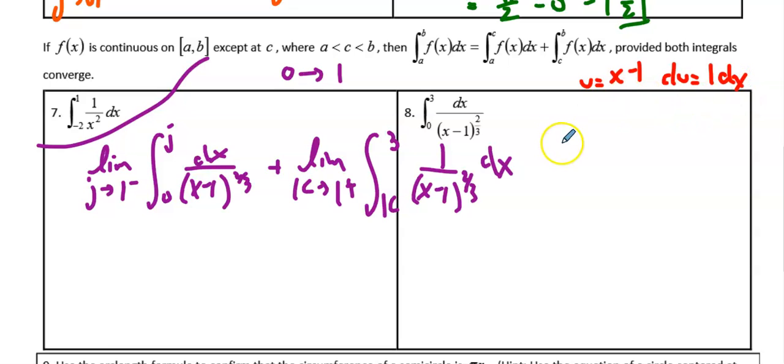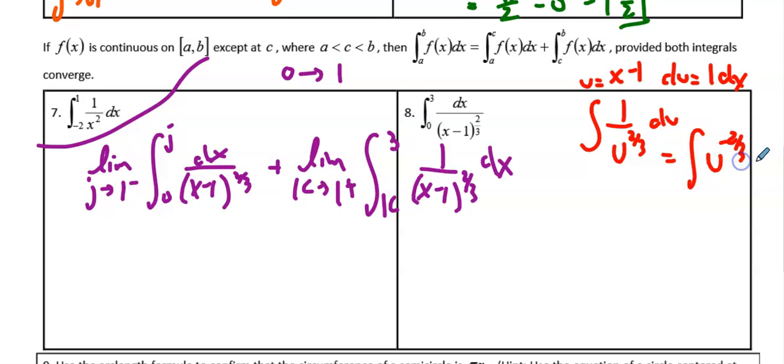And so we can just integrate 1 over u to the 2/3 power du. So I'm just integrating these two things over here as a side note. This is going to be the integration of u to the negative 2/3 power du. And when we integrate this, we're going to add 1 to the exponent. So we're going to get 1/3 here, and we're going to get 3 right there. So it's going to be 3u to the 1/3 power.